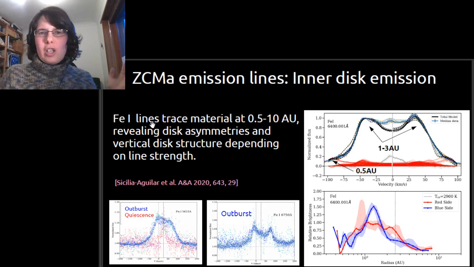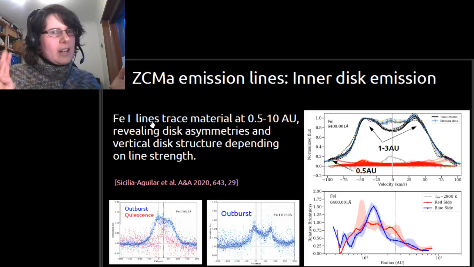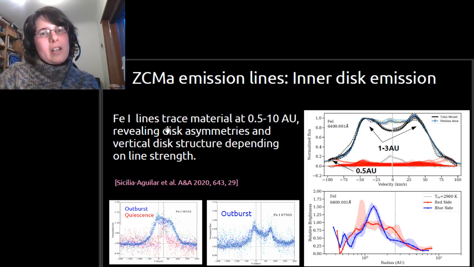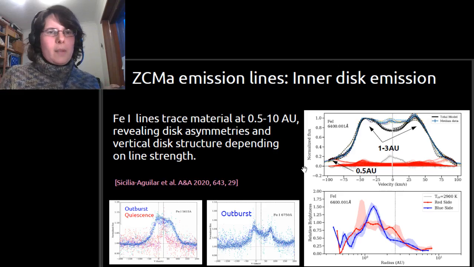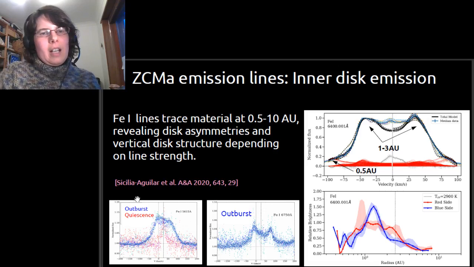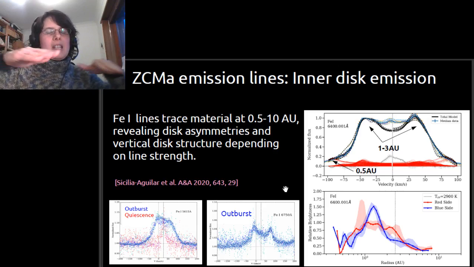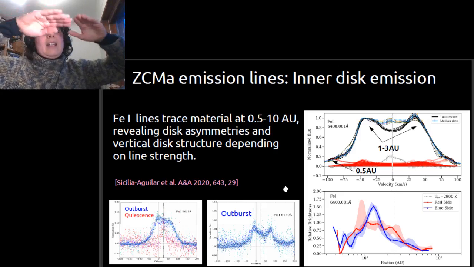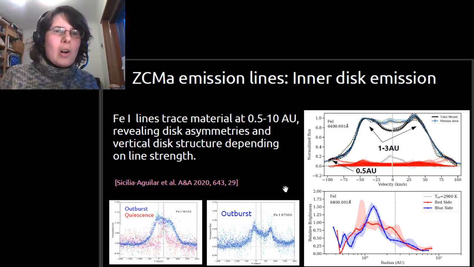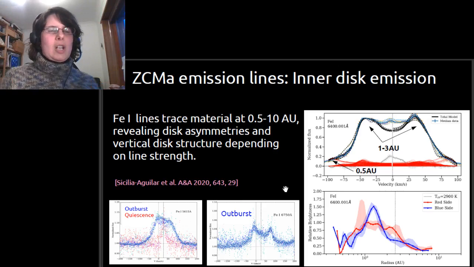So Z CMa has a lot of lines, both neutral lines and ionized lines. The neutral lines, such as the iron I lines, have this type of profile with 2 peaks. These are typical of disk profiles, and they trace material between a fraction of an AU to several AUs. You have a lot of iron lines with different strengths and different transition probabilities, and you can also see that they look different in profile. So in general, the lines that are weaker are tracing material that is deeper in the disk, and the other lines trace material in the outer layers. So also with emission lines, we can trace the vertical structure of the disk.